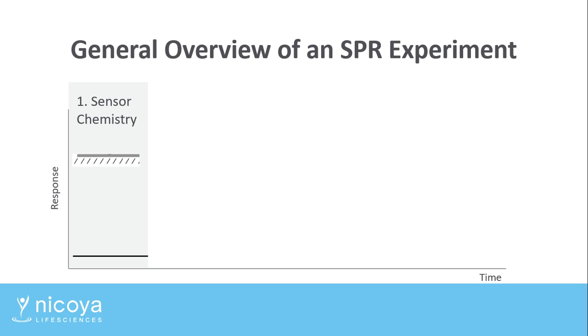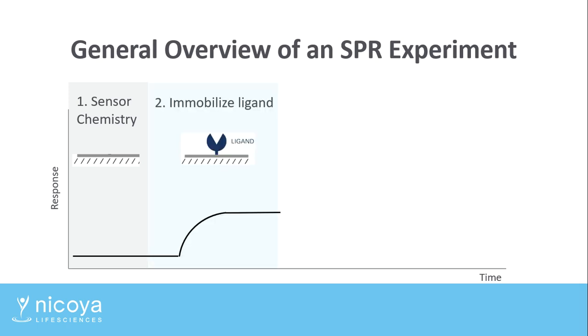Now, an entire SPR experiment will take place within the SPR instrument itself, and each stage can be characterized in real time. For an experiment, there are 3 general stages that occur. First, you will start with a bare sensor surface, and this is often pre-functionalized to a specific chemistry. Next, you will then need to immobilize one of your binding partners, which is the ligand, onto the sensor surface.